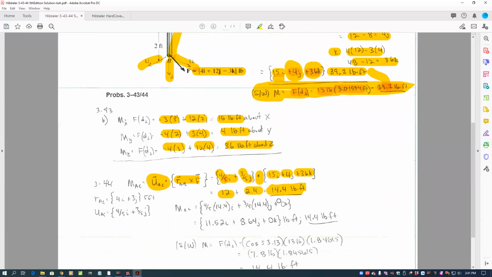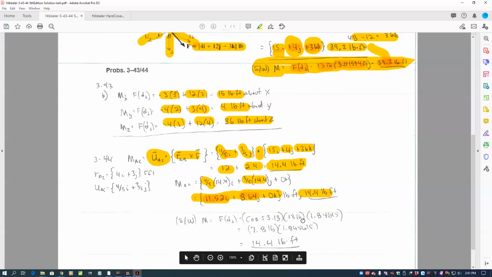And putting that as a Cartesian moment vector, we'd have 4/5 times the 14.4, which gives us 11.52 in the x-axis. And then 3/5 of 14.4 is 8.46. So that is our Cartesian moment vector about AC. The square root of the sum of the squares is 14.4.